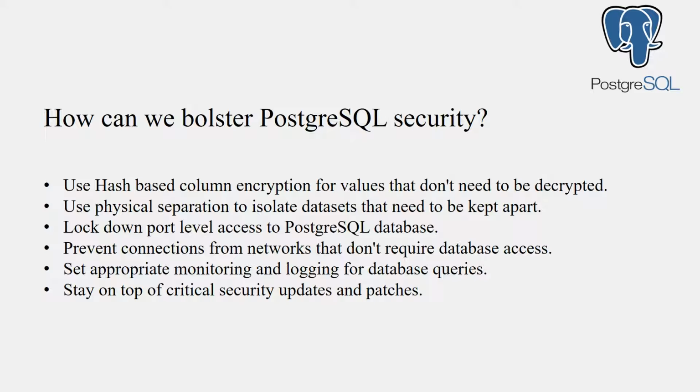Lock down port level access to the Postgres database. A limited set of ports should have network access to the database. All the other ports which allow network access to the database must be locked down. Prevent connections from networks that don't require database access. Setting listen addresses to localhost will force the OS to reject connection attempts from other servers before they reach Postgres.